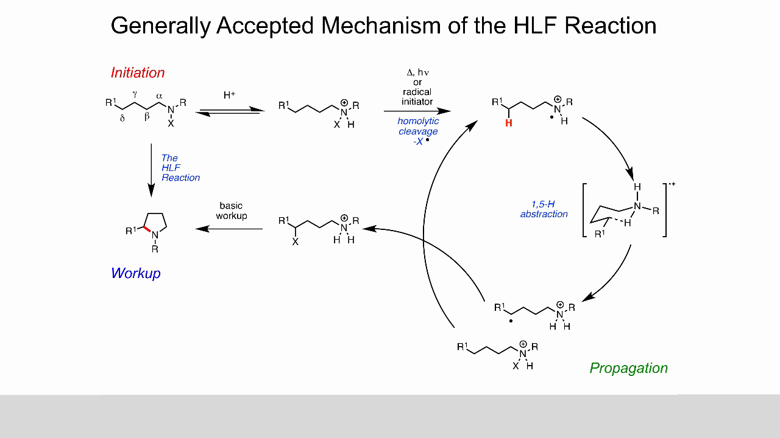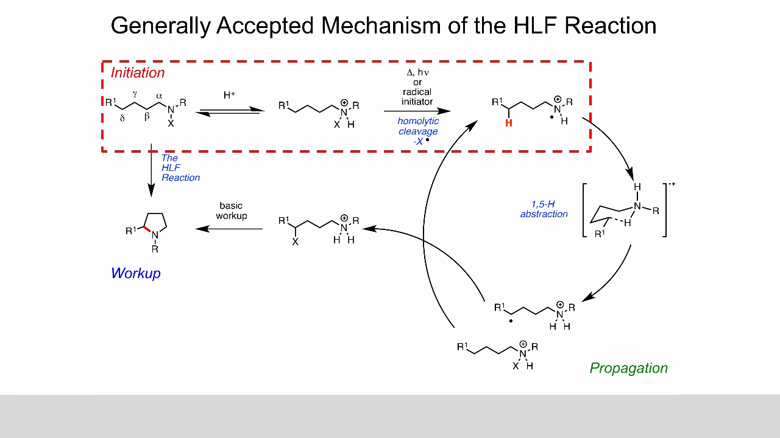It is generally accepted that the first step of the HLF reaction conducted in acidic medium is the protonation of the N-halogenated amine. In the case of either thermal or chemical generation of the radical, the protonated ammonium salt undergoes homolytic cleavage of the N-X bond to generate the N-centered radical.